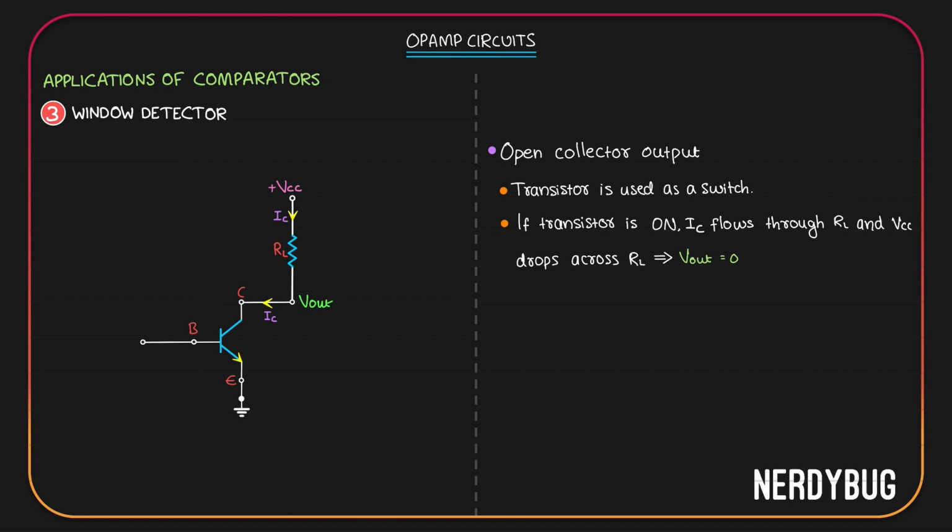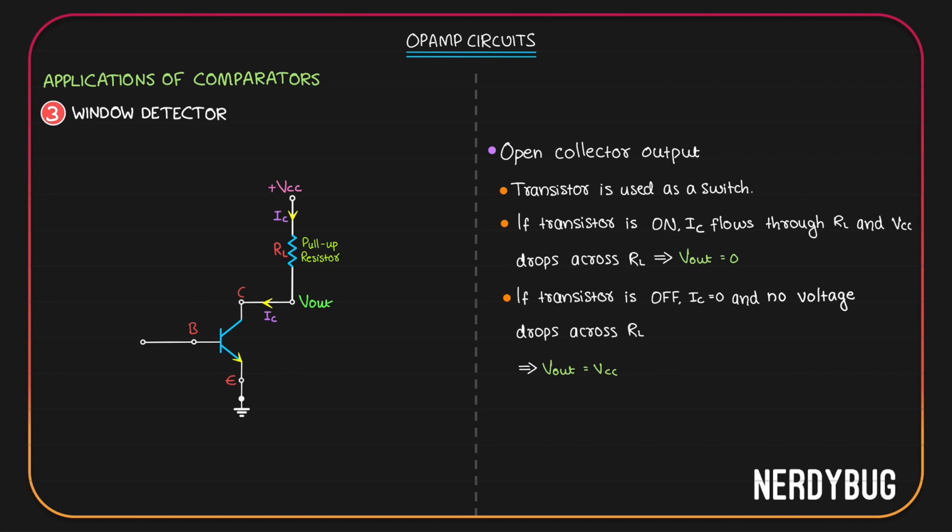The same way, if the transistor is off, then IC will be 0, which means there is no potential drop across RL. So we have plus VCC here. None of that will be dropped across RL, which means V out will be equal to VCC. Or we can say the output voltage is pulled up to plus VCC by the resistance RL. Using that idea, we call this resistor the pull-up resistor.